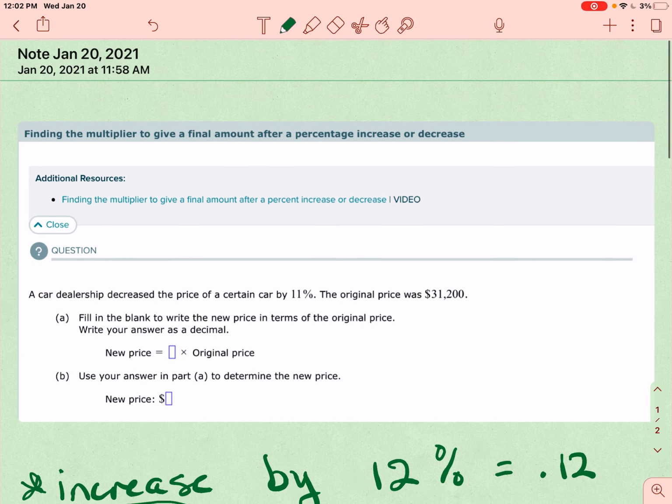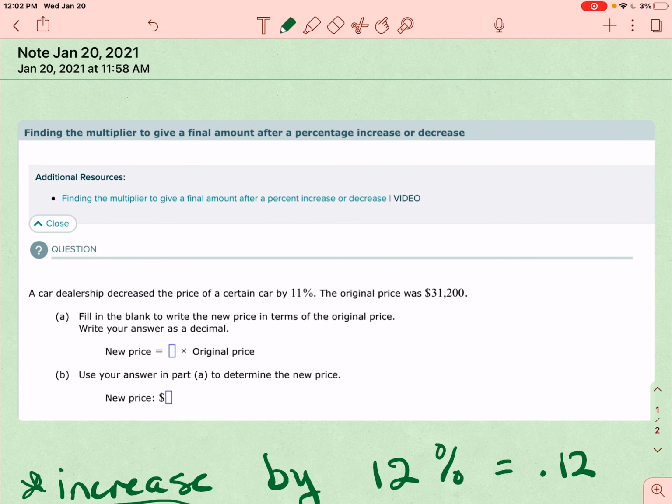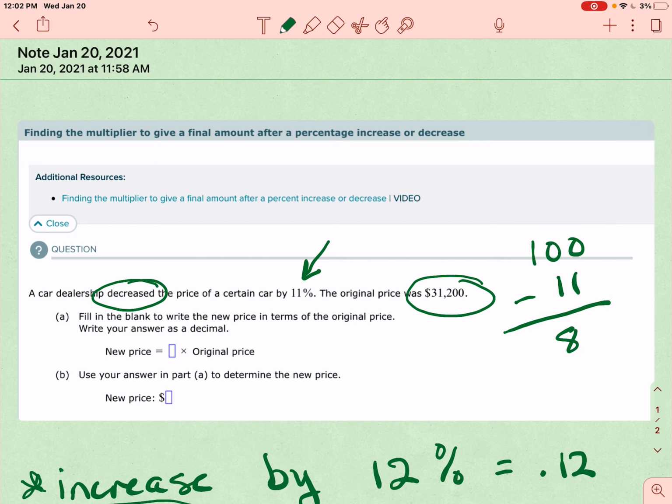So we'll see a problem like this. A car dealership decreased the price of a certain car by 11%. So decrease, we're going to have less than the original amount. Here's our original amount. We're going to have less than the original amount, and we need to find out what part of 100 we're actually going to have. So we're going to do 100 minus 11. So that gives us 89% that we're going to have of the value of the car.